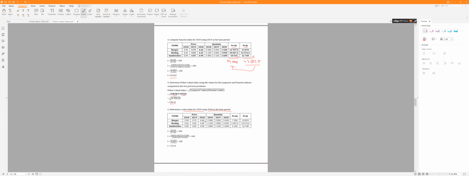And determine the value index using 2018 as a base period. So just multiply price and quantity for 2020 and multiply price and quantity for 2018, sum them up. 42,182.5, and this one is 19,052.5. Sum them up, all right, and then divide this by this. You get 221.4.